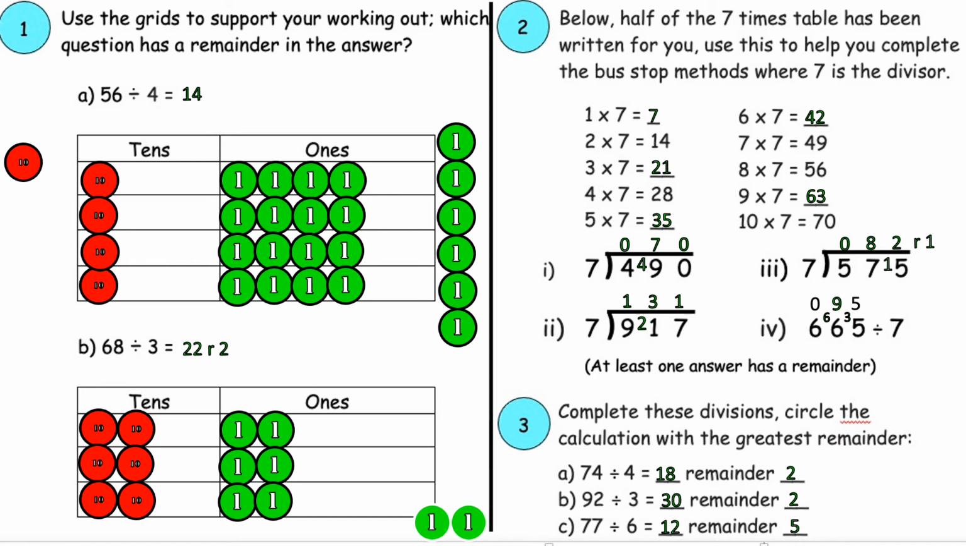Question 2, I thought it was best to finish off the 7 times table first, so I've got 7, 14, 21, 28, 35, 42, 49, 56, 63 and 70, and then I've used the answers appropriately to help me. Number 3, complete your divisions, circle the calculation of the greatest remainder. I've done that, but I've forgotten to circle. You'd of course circle number C because it has remainder 5.